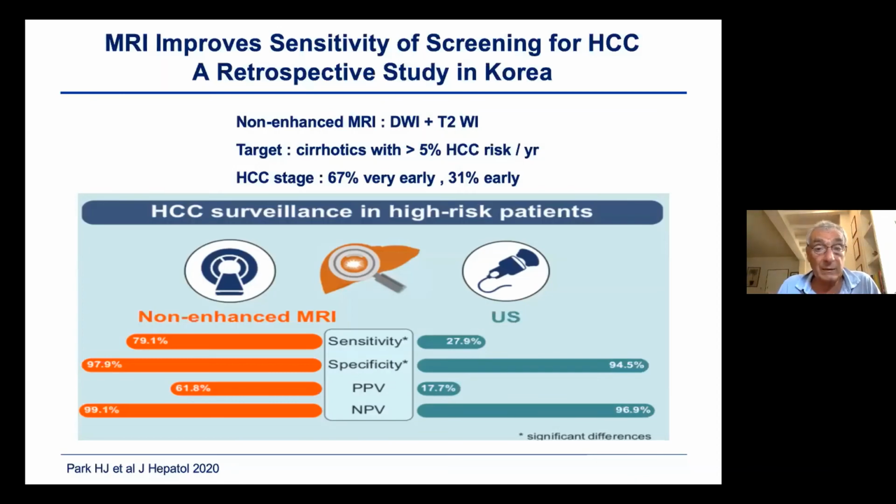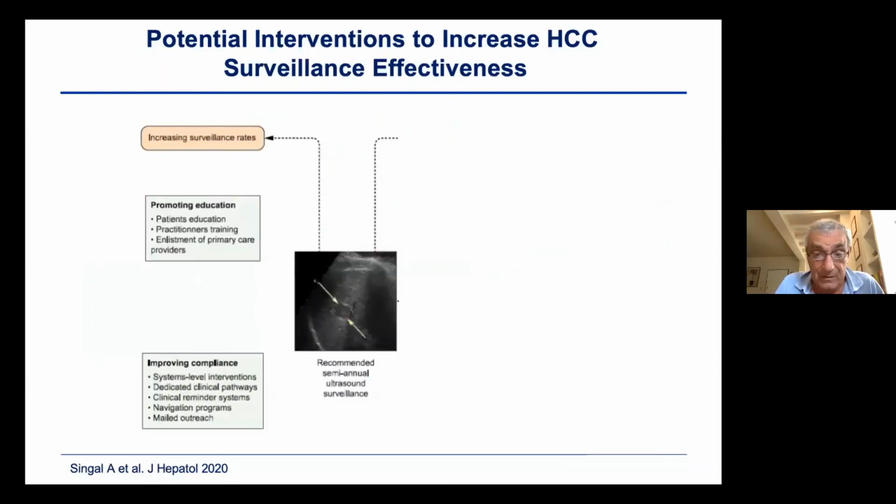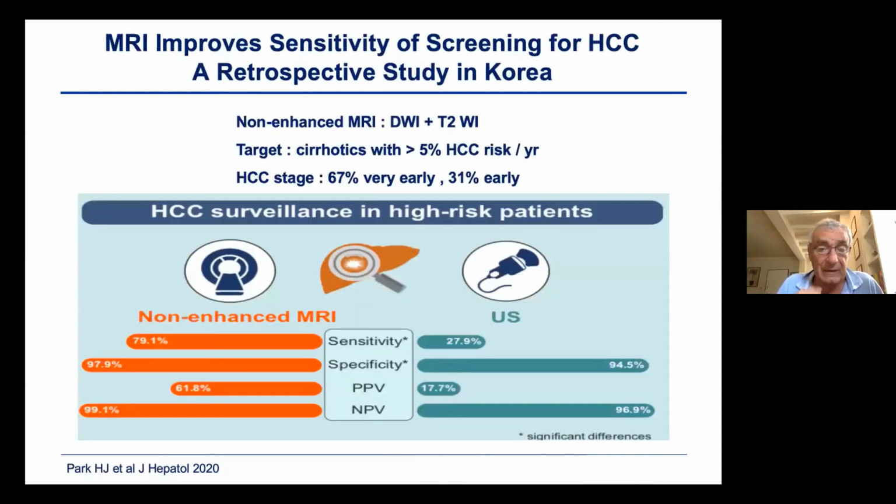Here we are dealing with detection of small tumors, 79.1% sensitivity with MRI versus echography, ultrasounds, with a very high specificity, 98%, with a positive predictive value, which is outstanding, 72%, and the negative predictive value, which is almost absolute.